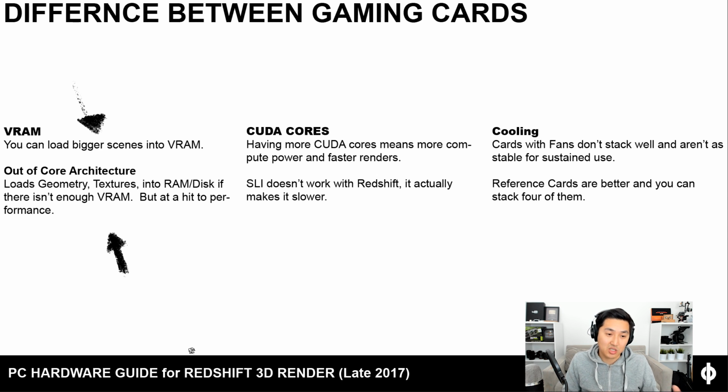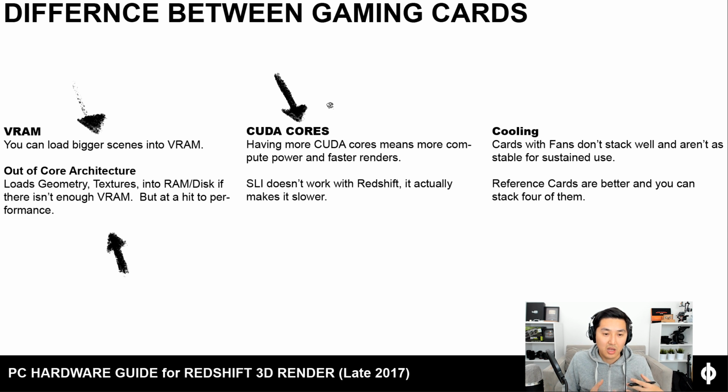But it is possible, and I wanted to put that out there for people that are considering getting a couple 8 gigabyte GPUs. You can still load bigger scenes. You can just load even bigger scenes with the 11 gigabyte card. Next is CUDA cores, which is pretty obvious. So the CUDA cores, I believe, are kind of like the main thing that speeds up the render. So the more CUDA cores you have, the faster the render goes.